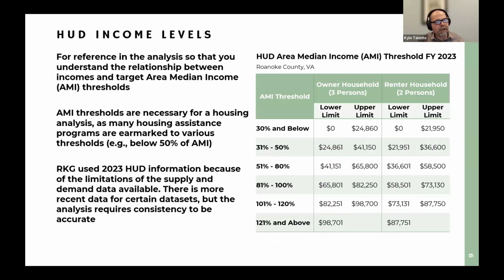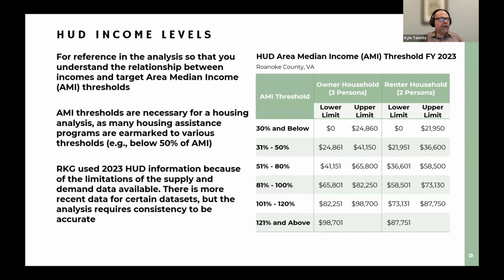Now, I'm going to talk from time to time about area median income levels or thresholds. It's important when you're doing a housing study that you study things in these different thresholds. And the reason why is very simple: many of the housing programs that exist, both nationally, in the state, and locally, define who is able to access them by what percentage of AMI they earn.